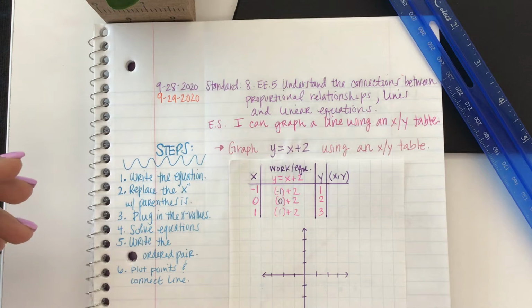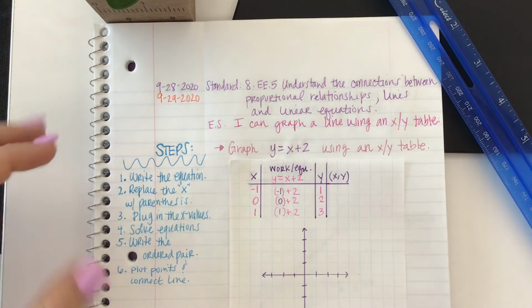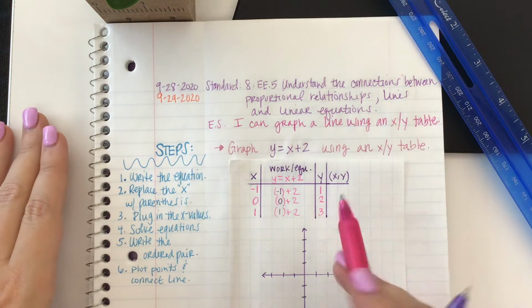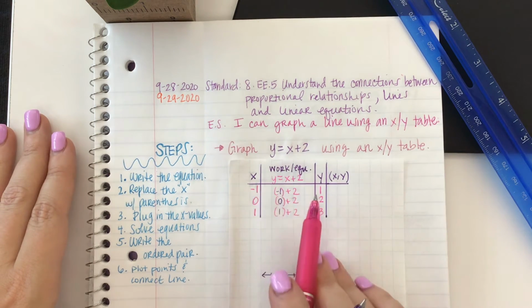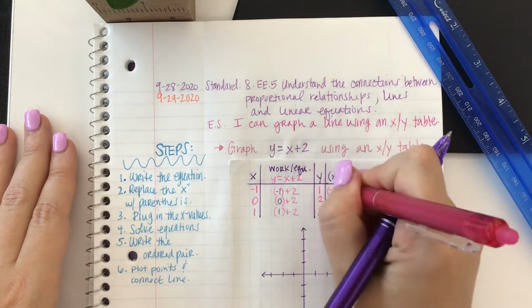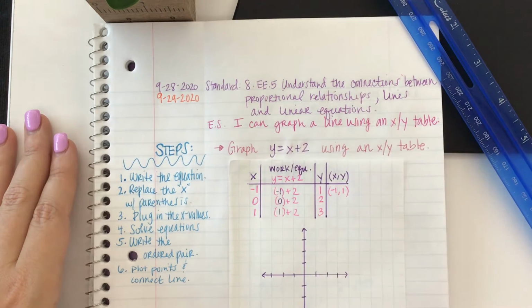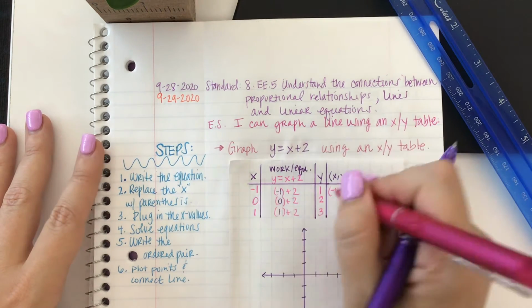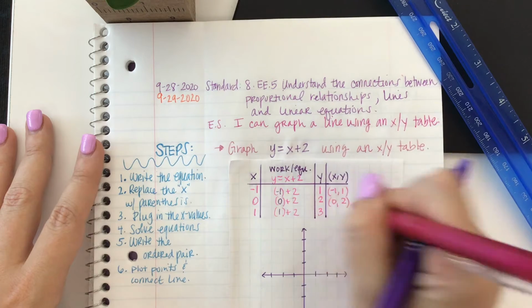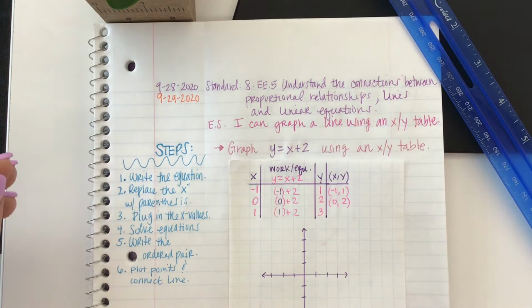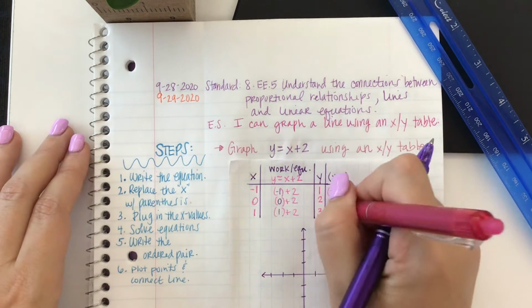So now that we have our y values, we can go ahead and write our ordered pair. So our ordered pair is x comma y. Our first ordered pair is negative 1 comma 1. Our next ordered pair is 0 comma 2. And our last ordered pair is 1 comma 3.